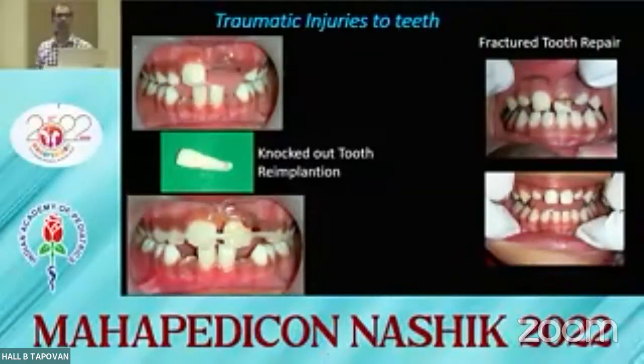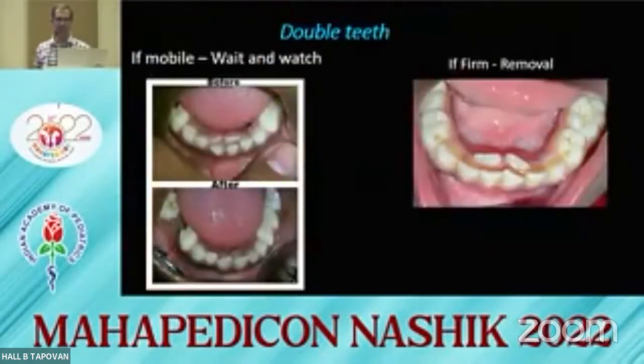procedure is done immediately. So immediate referral is something that can save the primary or permanent tooth, and even such fractured teeth can be replaced, or the same fragment can be reattached if the child is sent in time to a dentist.